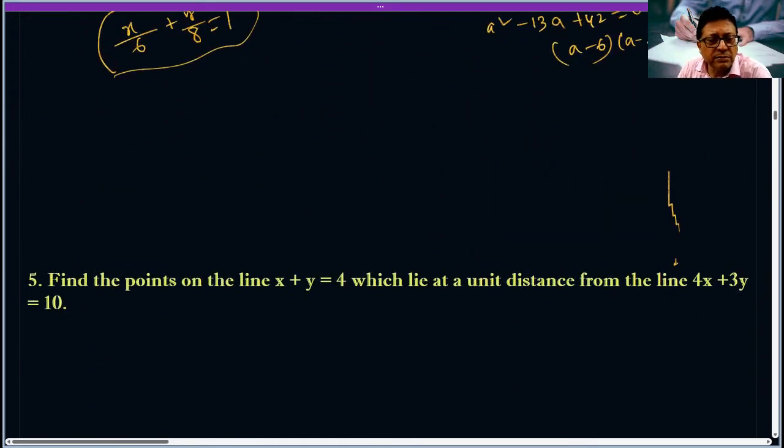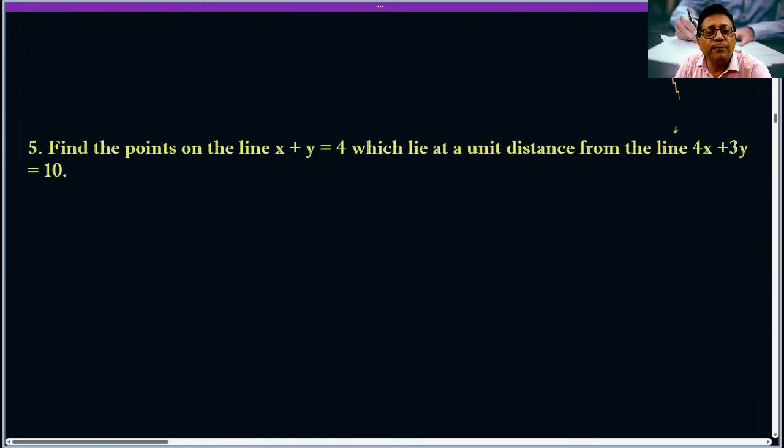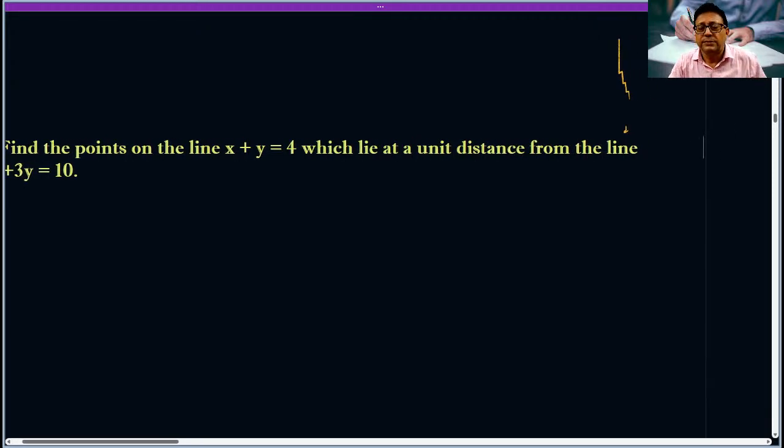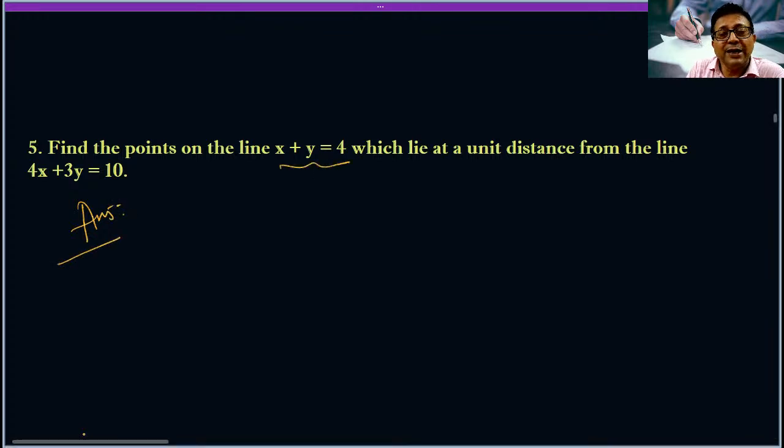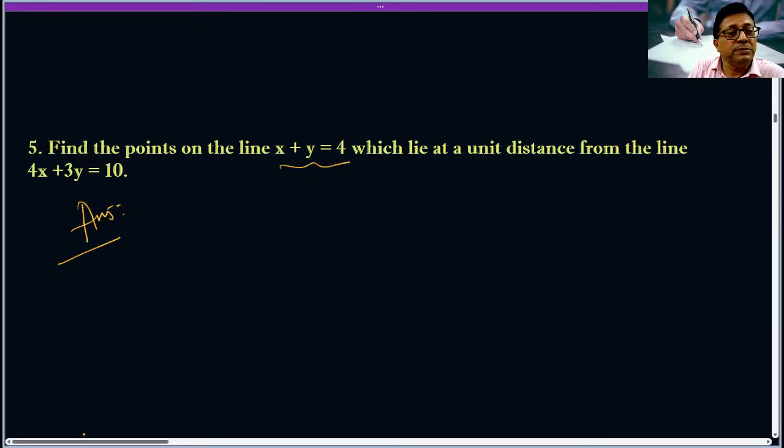Two lines are there. Next one is find the points on the line which lie at unit distance from this line. You can do before I complete here. Your suggestion is always welcome. In these sessions, always I hope you are ready with a pen and paper. Do it. Give your feedback before I complete. That is expected from you. This line, distance from the line. Find a point on this line.